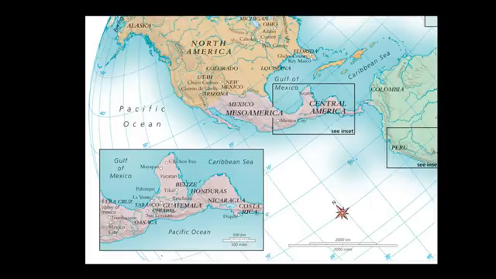During the classic Mayan civilization, Mayan culture reached the Valley of Mexico, which we would say is here, kind of around Mexico City, the Yucatan Peninsula, which is up here, Honduras, Guatemala, and Belize.